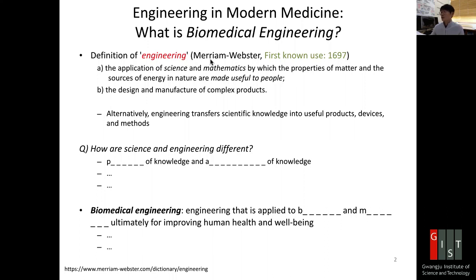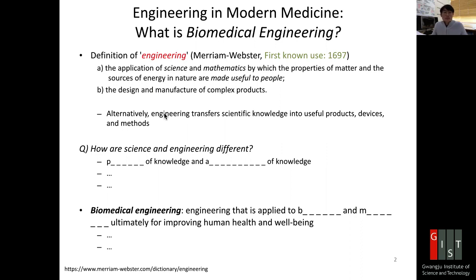From Merriam-Webster's dictionary, engineering was first used in 1697. Engineering can be defined as the application of science and mathematics by which the properties of matter and sources of energy in nature are made useful to human beings. Or it can be defined as the design and manufacture of complex products. So one can say engineering transfers scientific knowledge into useful products, devices, and methods.